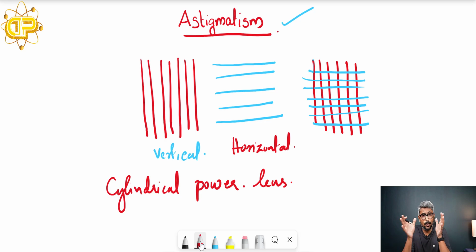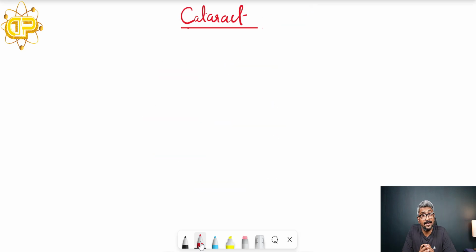Now the last topic, that is cataract. What is this cataract? Let us see. Cataract is a common condition among old people. Sometimes the younger generation will also have it, but the condition is very rare.